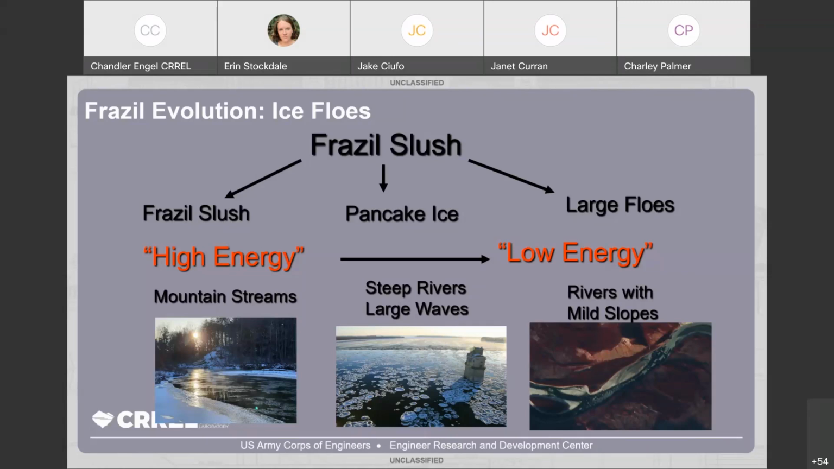ice. In rivers with relatively low energy, mild slopes, the ice will form into large flows that may span a significant portion of the river, but they're still moving downstream. So here's an example of the Yukon near Dawson City, where you can see these big ice flows moving downstream.